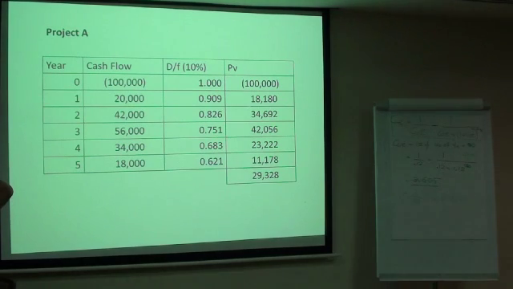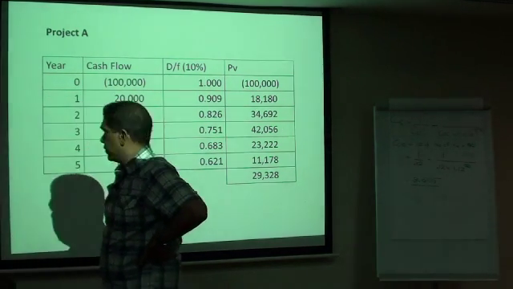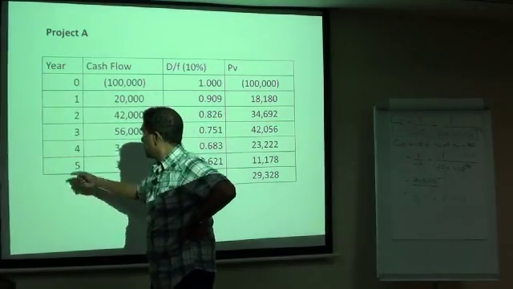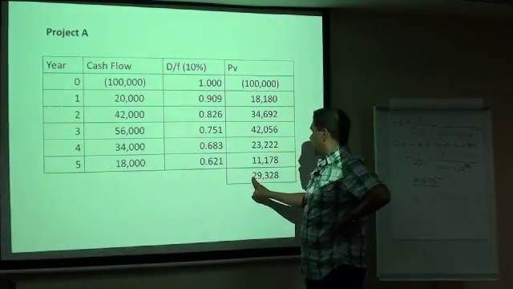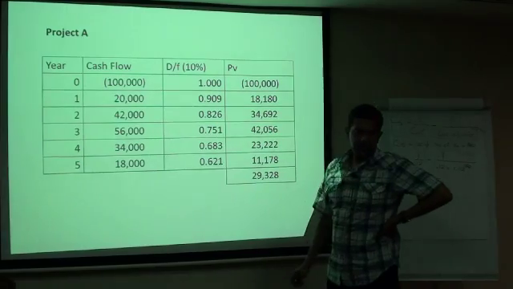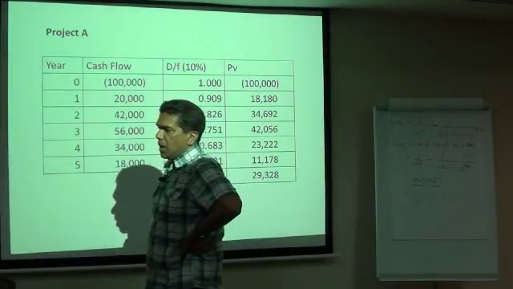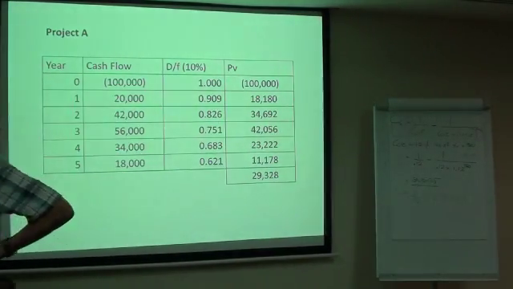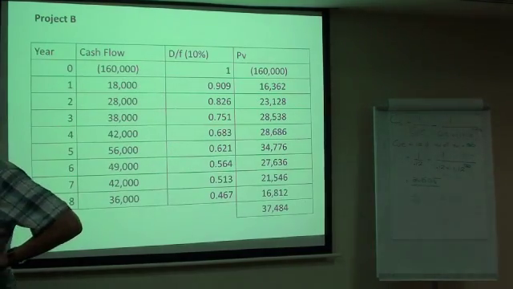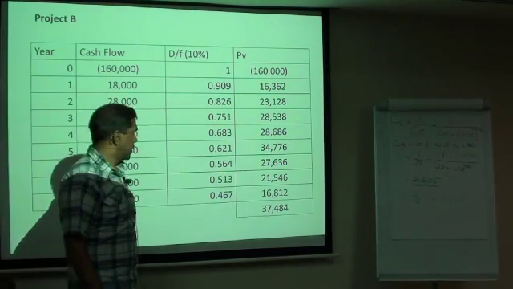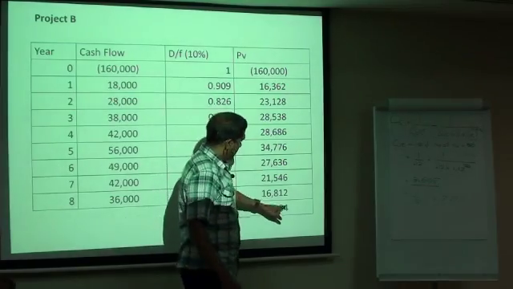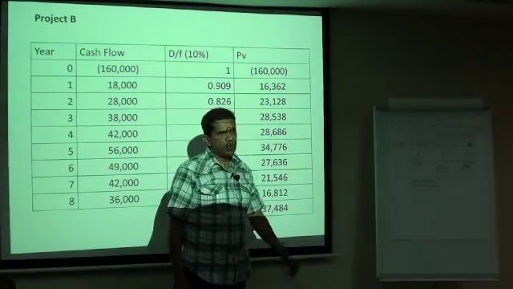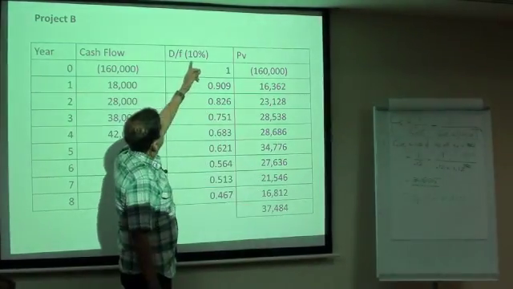Now here we have project A, which is running into 5 years, which gives me an NPV of 29,328. Now I have project B, which is running into 8 years, gives me a present value of 37,484. Cost of capitals are the same.